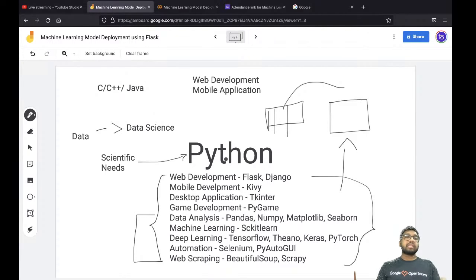Due to its simplicity, Python has gained a lot of followers nowadays. Everywhere you go, you will find Python. If you're searching for the top 10 programming languages, you will often find Python on top, at least in the top 3. First, maybe JavaScript, or second it might be JavaScript, but we will always find Python, because a lot of people are switching towards Python due to its simplicity.